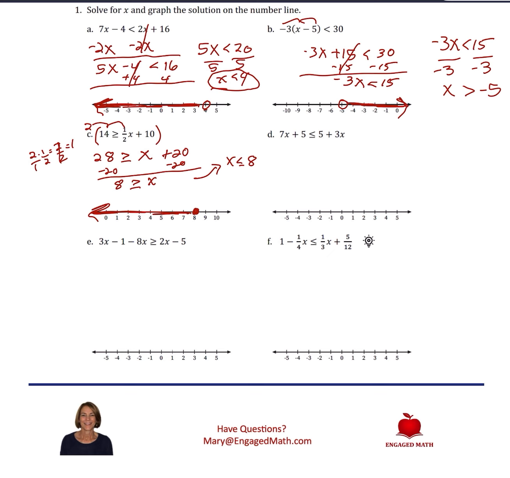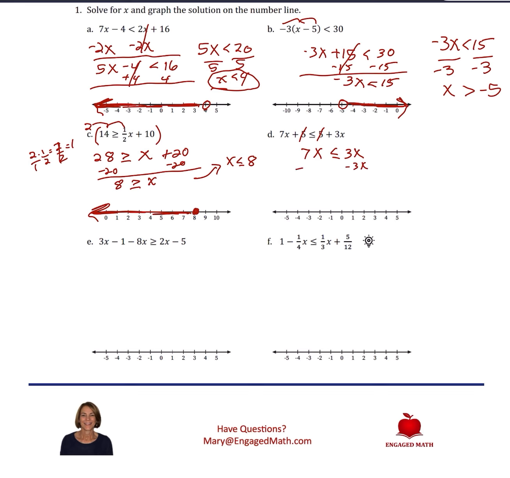Okay, the next one. So here, I'm going to begin by just subtracting the 5s from both sides, but I'm not going to show that step. There's a positive 5 on both sides, so what I basically have done is canceled the 5s. Like if you subtract 5 from both sides, what you're left with is 7x is less than or equal to 3x. Just like that, you can simplify.